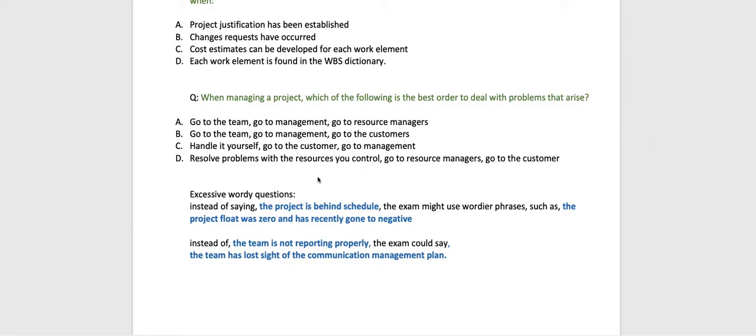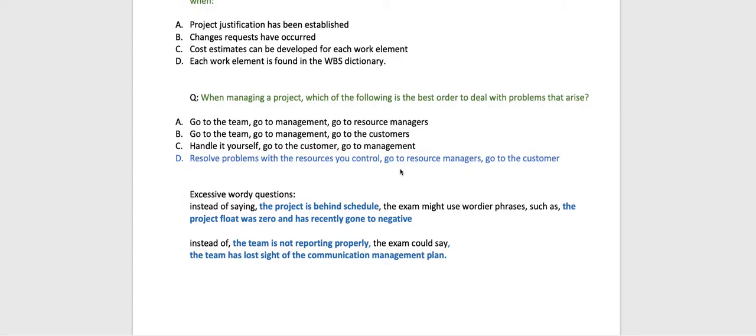Are you going to go to team management and then resource manager? Or are you going to go to the team management or customer? Or are you going to handle it by yourself and go to the customer and go to the management? Or are you going to resolve the problem with the resources you control, go to the resource manager and to the customer? So the answer for this would be number D.